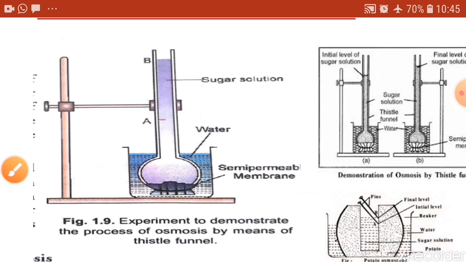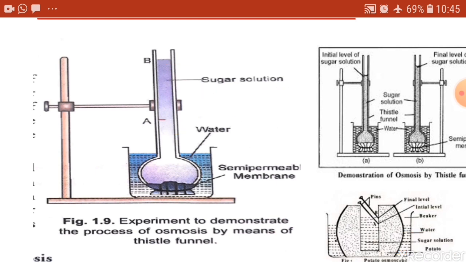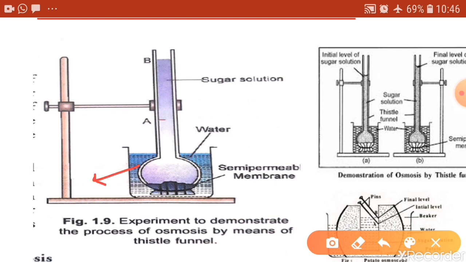Now from the top of this thistle funnel, we have to pour sugar solution. You pour sugar solution, and then you mark the level of the sugar solution. Now this thistle funnel with the sugar solution has to be placed in a beaker. You take a beaker, place the thistle funnel in it, and fill up the beaker with water. Now you leave the setup for some time.